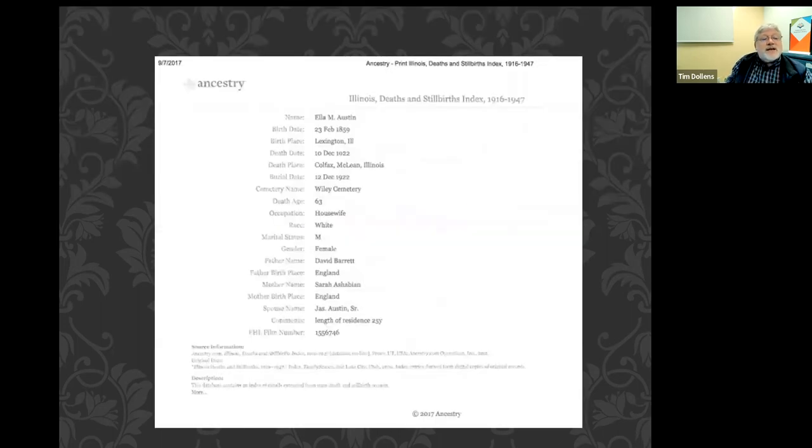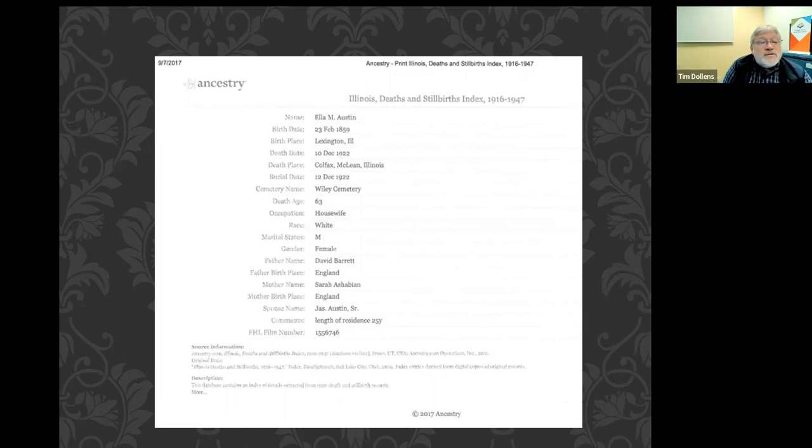This is an example off of Ancestry for the Illinois Death and Stillbirth Index. And so they've gone through and basically indexed everything about some certain entry of someone's death. And so right here, you've got the name of Ella Austin, her birthplace and birth date, and when she died. And then you've got the cemetery she's buried in. And then you've got the names of her father and mother, and then her mother's birthplace of England. And then the length of residency, 25 years.